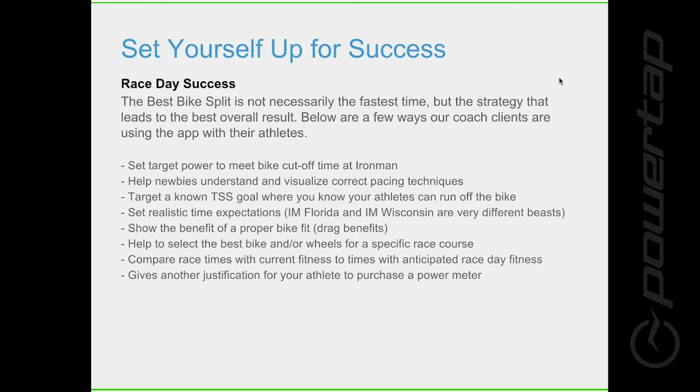And then, of course, it gives another justification for athletes to purchase a power meter, as if they didn't need enough already. We're very excited about more people with power meters. It's awesome. The options that are out there now, PowerTap has 3 options and all of them are awesome. Yeah, it's a great time for us. So we're excited about it.